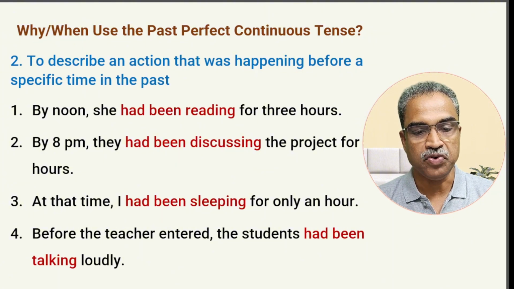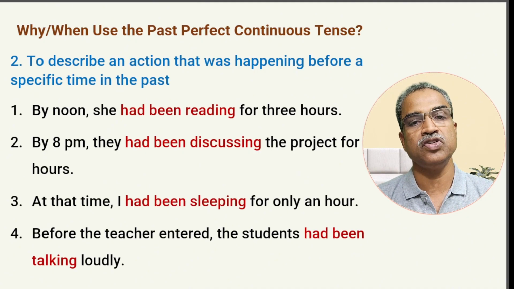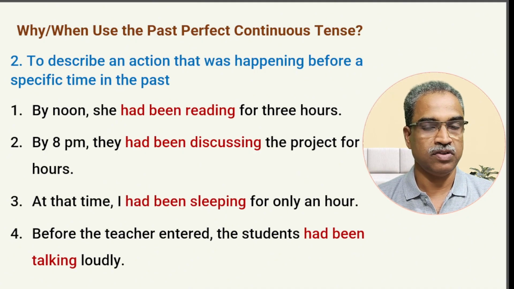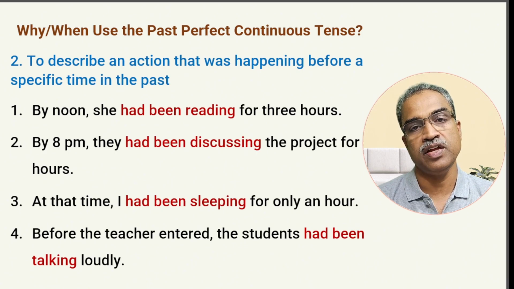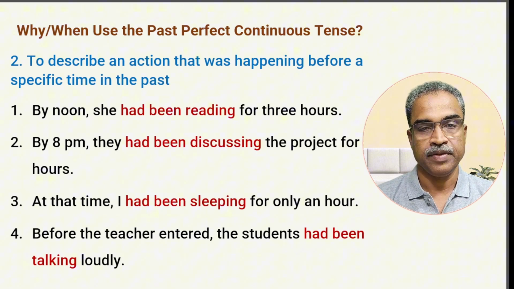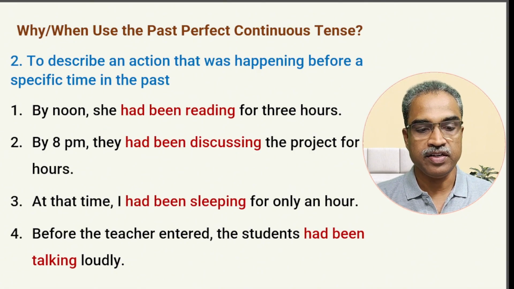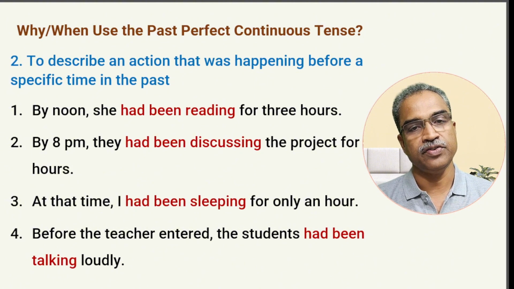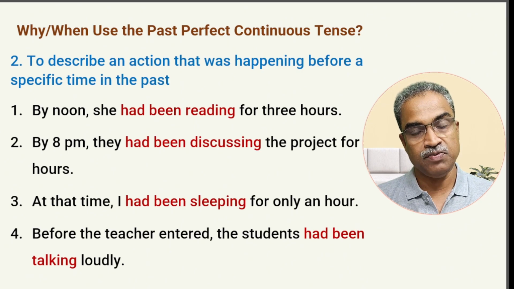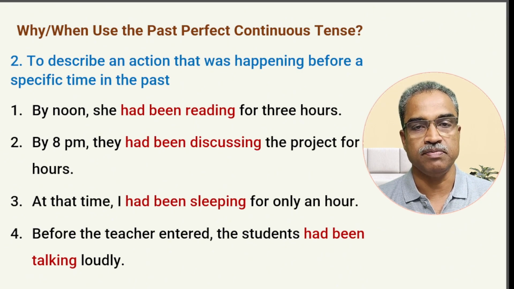And the last one, before the teacher entered, the students had been talking loudly. So two actions: the teacher entering, the students talking. The students had been talking. They were continuously talking until when? Until the teacher entered. So two actions in the past. At a specific time, the action which was going on came to a stop.